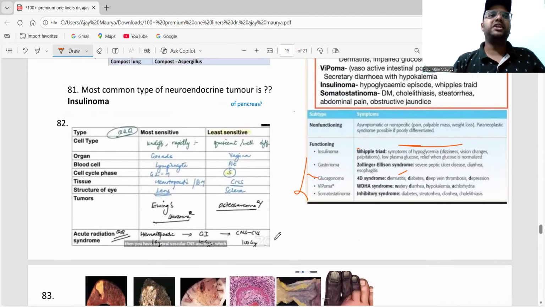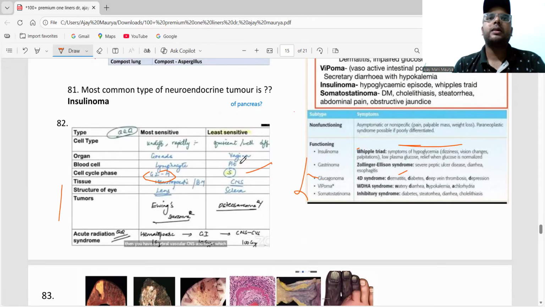Okay, next one, number 82. Which is the most sensitive and the least sensitive? This is very important. I have taken this slide. What is the most sensitive phase of the cell cycle? G2M. Most sensitive is the G2 of M phase. Least sensitive is the S phase. This is one question.